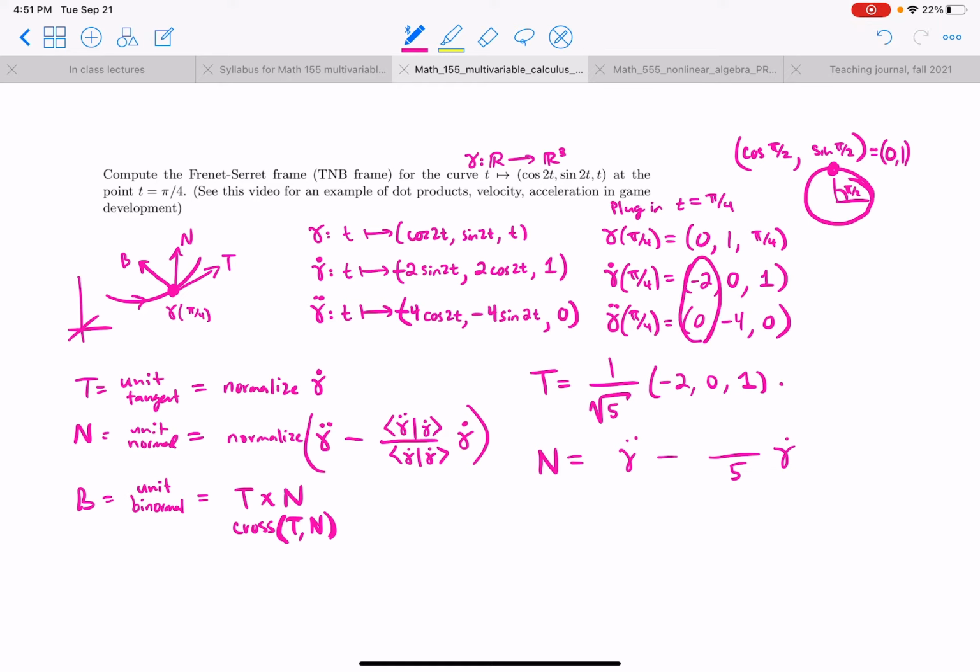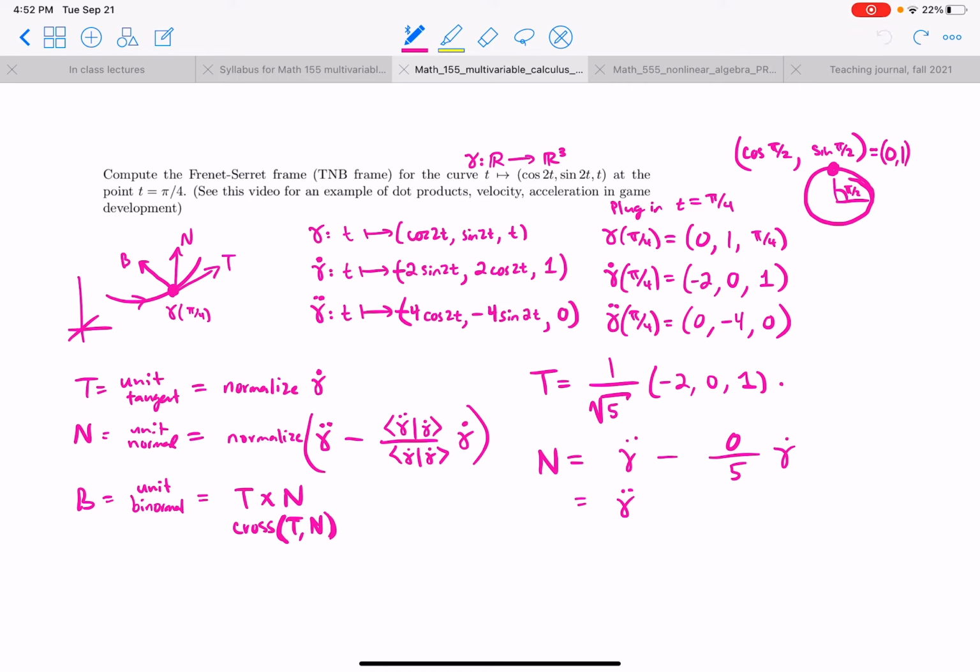So let's look here. Negative 2 times 0 is 0. 0 times negative 4 is 0. 1 times 0 is 0. And this is a 0. This is why this problem is wonderful, because the acceleration didn't even need anything removed. It was already orthogonal. The dot product of the acceleration and the velocity was 0. So we didn't have to remove any of the velocity, because the acceleration had 0 component in the direction of velocity.